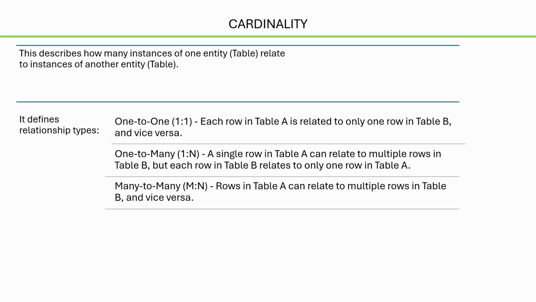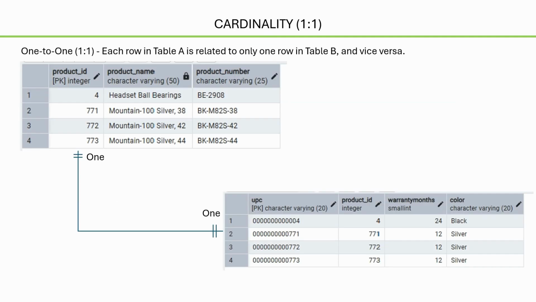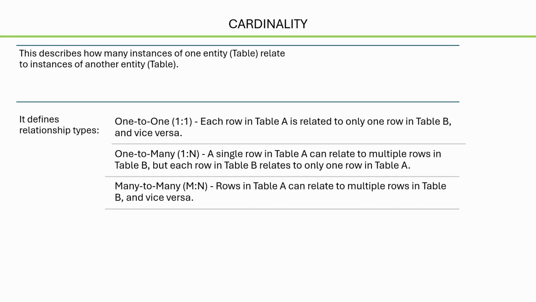And with that, we have three different types. First of all, we have the one to one. And also we have the one to many, okay? And then we have the many to many. All right, and what does one to one mean?